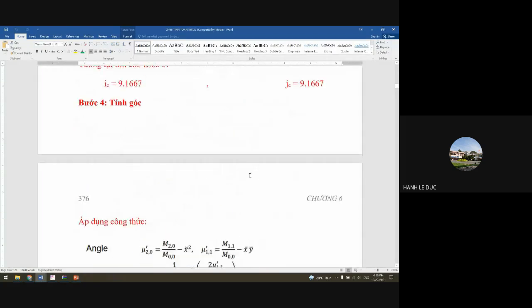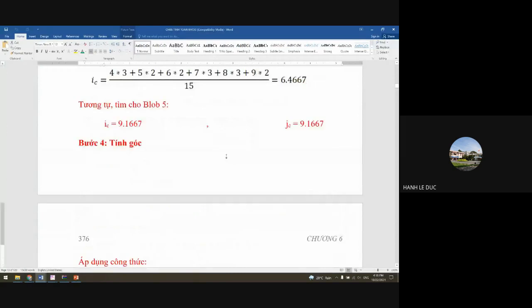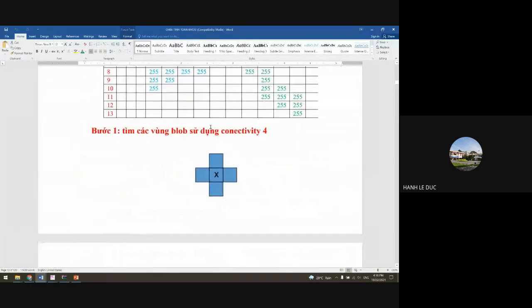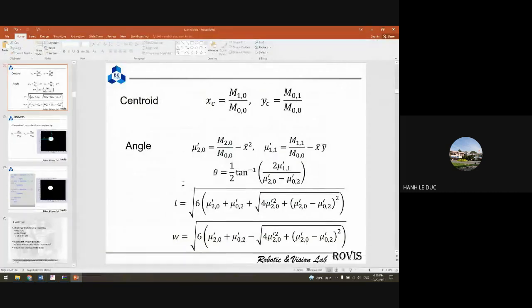So this one is nearly 45 degrees. Here you can see the plus 1, is it 45 degrees? Yeah, nearly 45 degrees. So this is the mathematics to calculate the blob. Let's go to the next one.